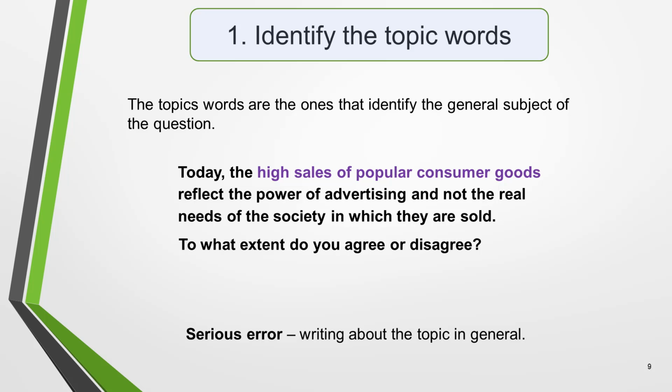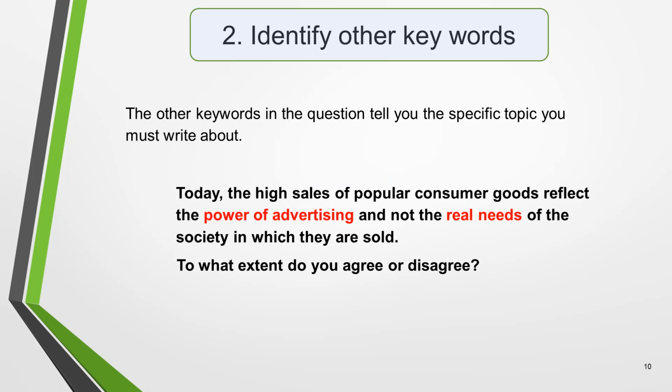Many people do this first step of the process and then write about the topic in general. This is a serious mistake and leads to low marks. What we need to do now that we know the general topic is to understand exactly what aspect of this topic we are being asked to write about.